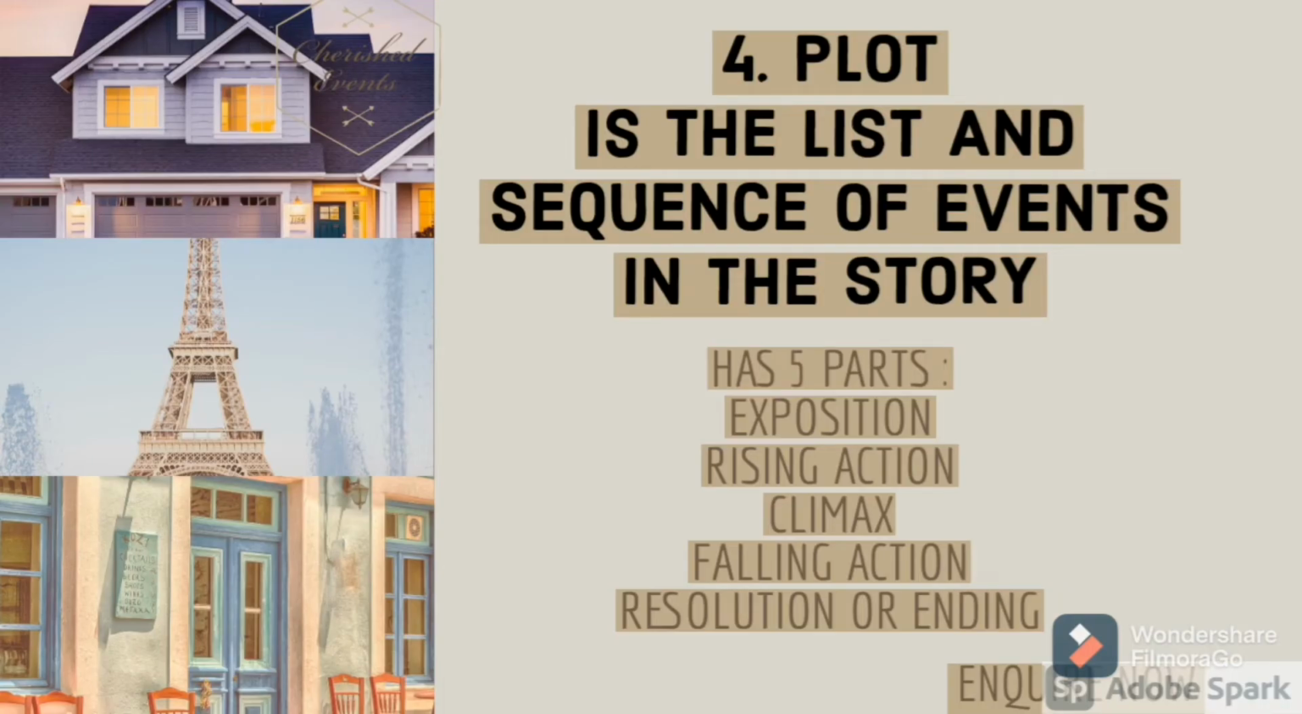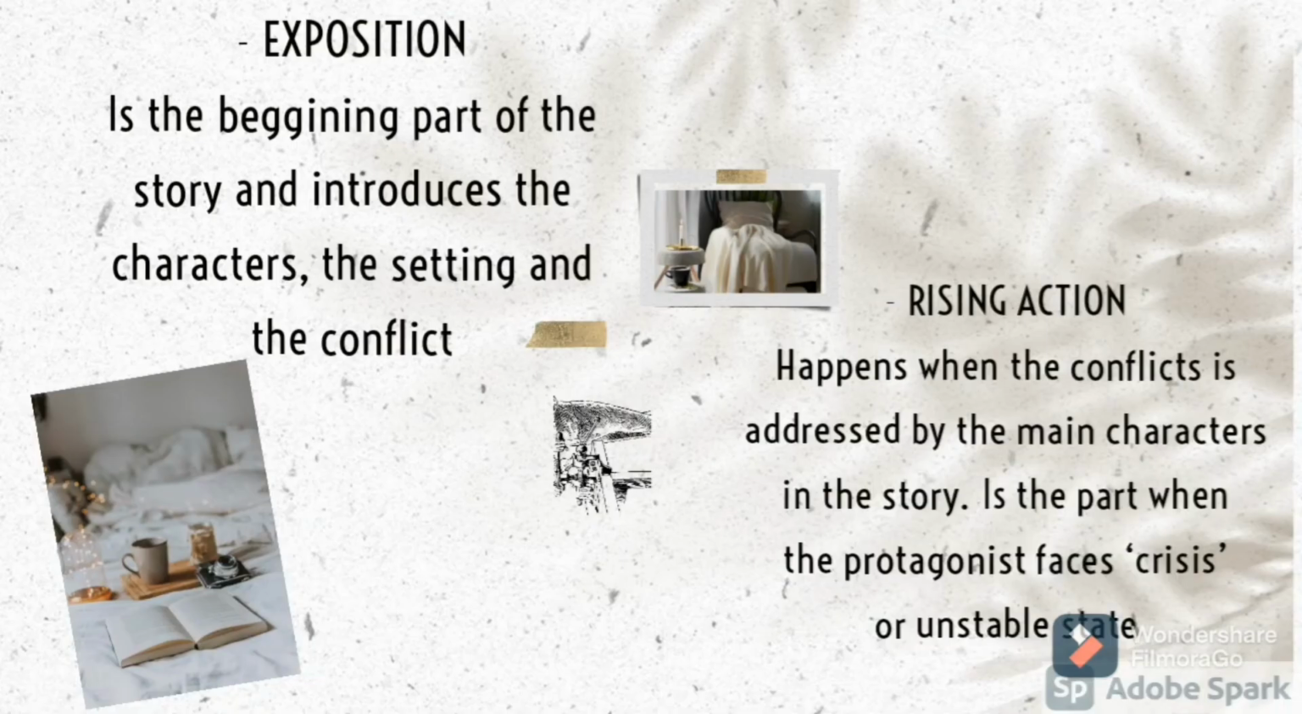Okay, the next is plot. Is the list and sequence of events in the story. Plot has 5 parts. First, exposition, next rising action, climax, falling action, and the last is resolution or ending. Okay, exposition. Exposition is the beginning part of the story and introduces the characters, the setting, and the conflict. Rising action happens when the conflict is addressed by the main characters in the story. It's the part when the protagonist faces a crisis or unstable state.